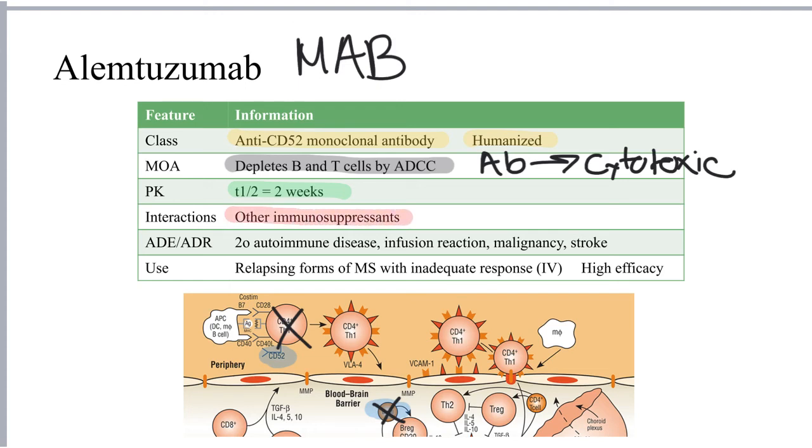Its primary adverse effects associated with use are the presence of a secondary autoimmune disease, infusion reaction, development of a secondary malignancy or tumor, and stroke. Alemtuzumab is indicated for relapsing forms of MS with inadequate response to a previous therapy. It is administered IV and is considered a high efficacy DMT.